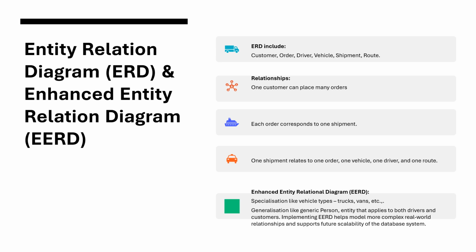And the ERD for Tau Logistics includes the following entities. These are the tables that we will have in the database: customer, order, vehicle, shipment, driver, and route. Then on relationships, one customer can place many orders. Each order corresponds to one shipment. One shipment relates to one order, one vehicle, one driver, and one route. Then we will go to the EERD.